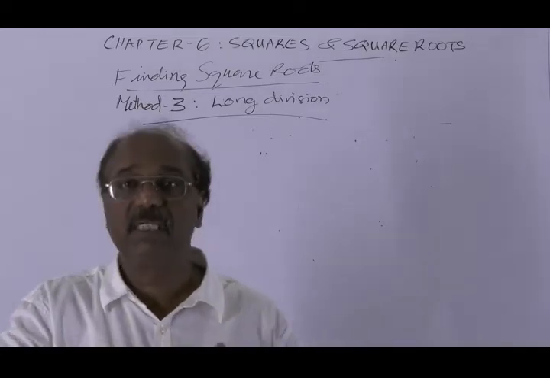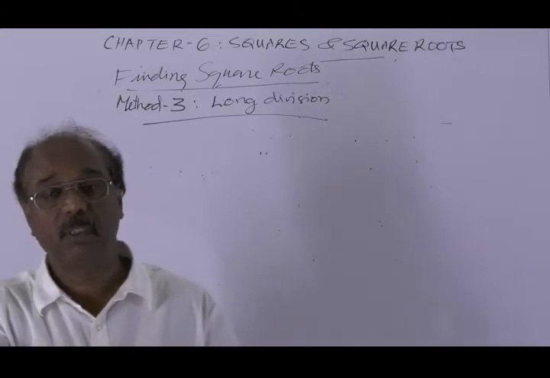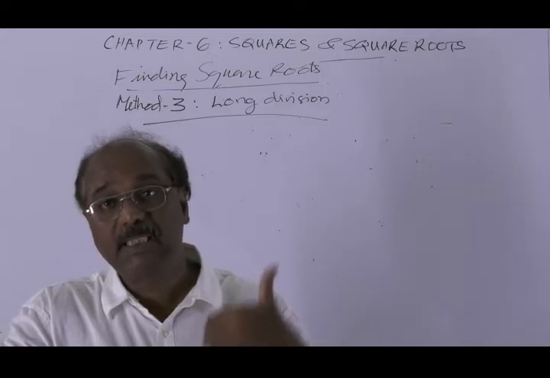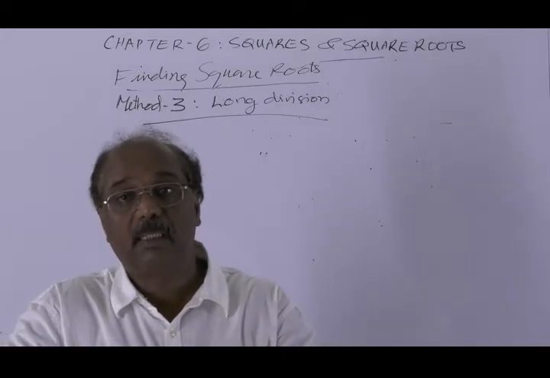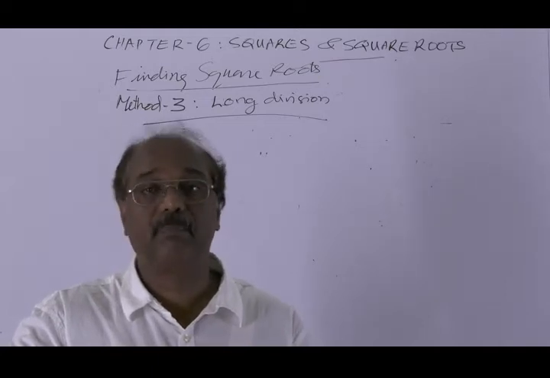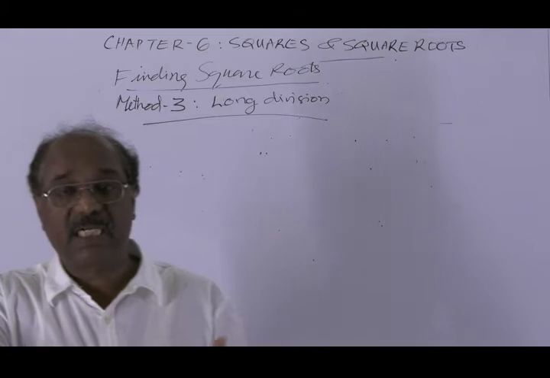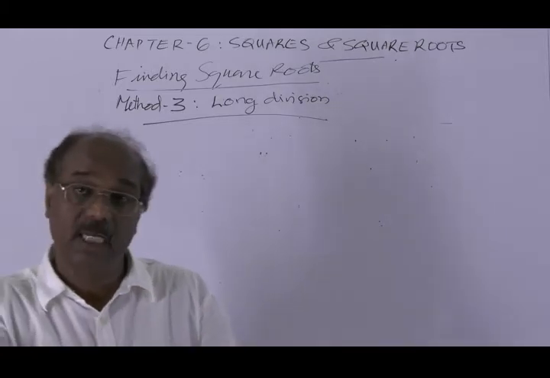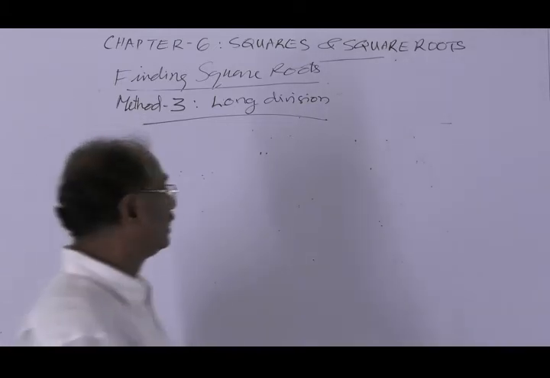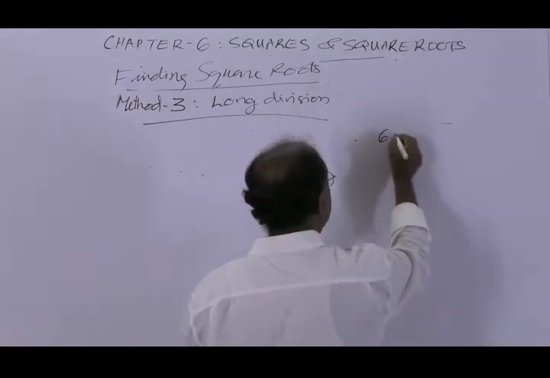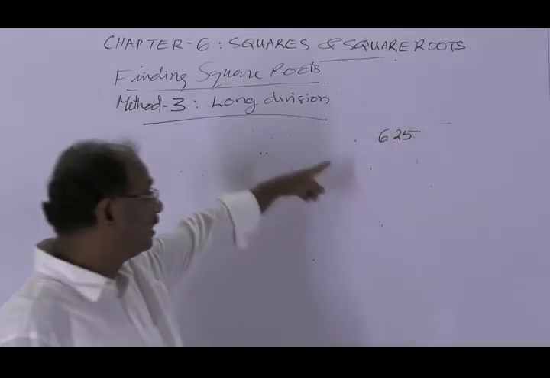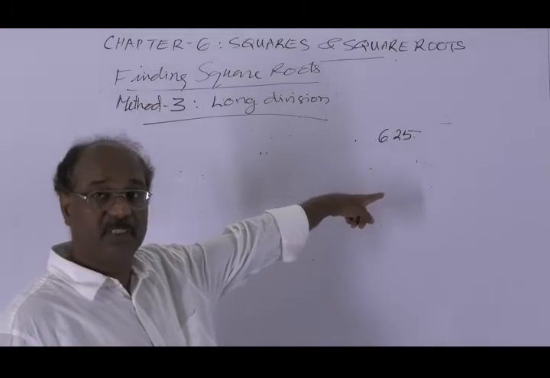Now, here we discuss the method for a whole number. The division method can be explained using a particular example. That will be better. So, we first consider a square number and explain how to find its square root by this method. First consider the number 625. You know, this is the square of 25. The square root will be 25.